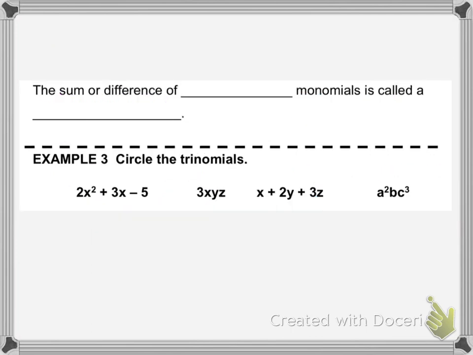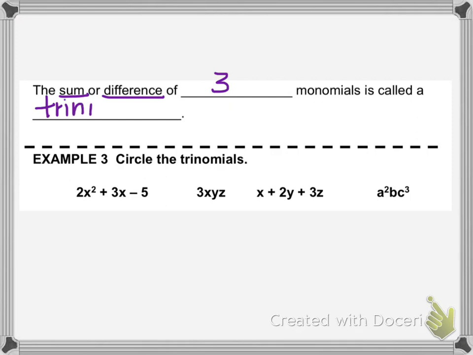Let's keep going. You may be starting to see a pattern, but the sum or difference of exactly 3 monomials begins with the prefix for 3, which is tri.